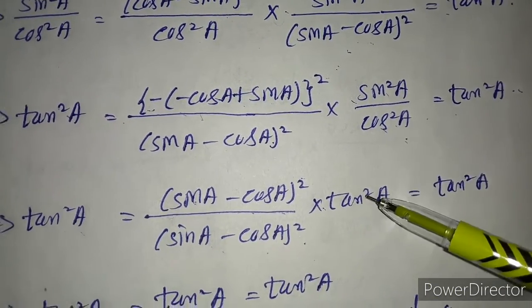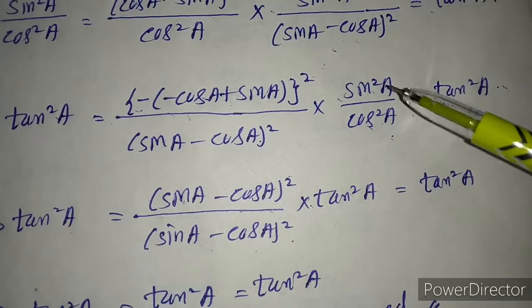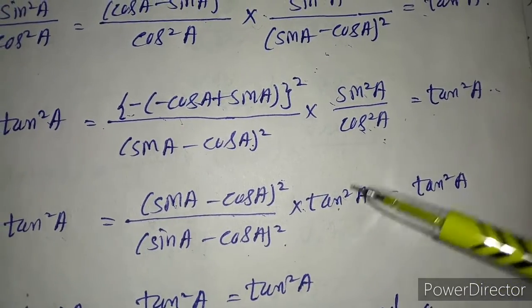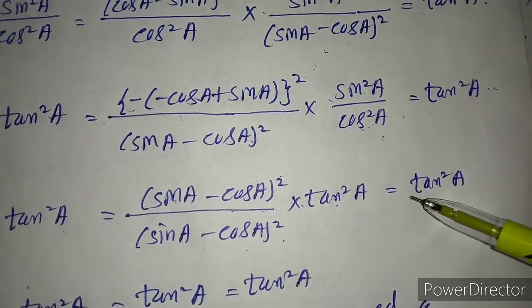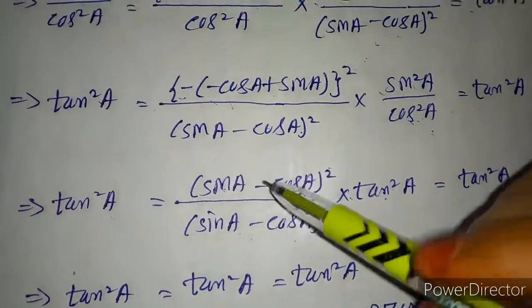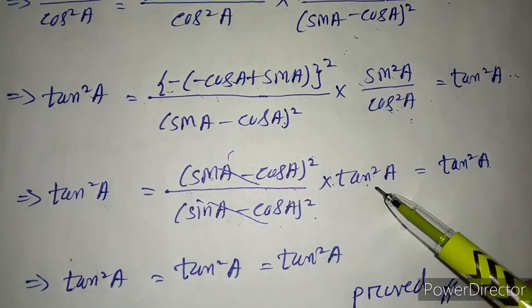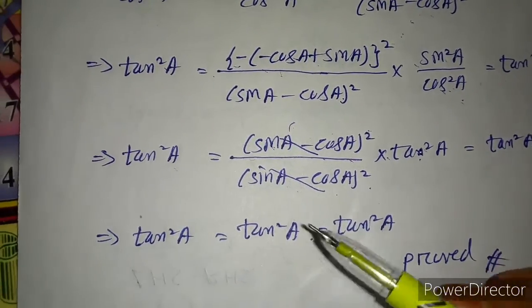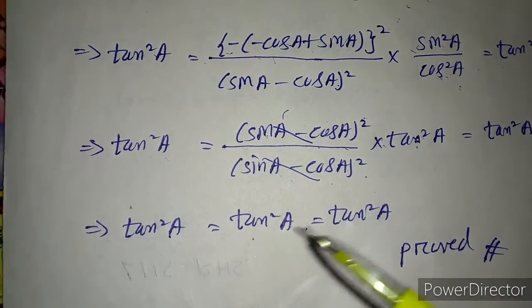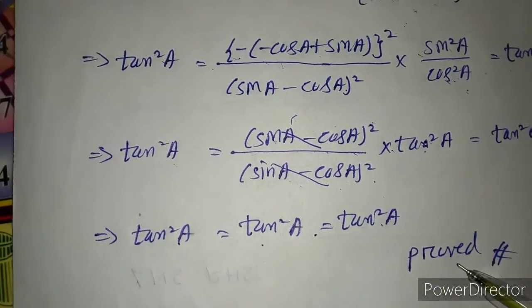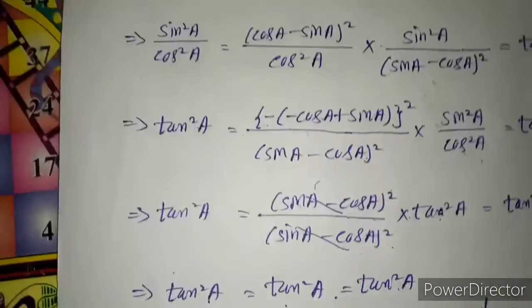By cos A square. So sin²A, sin A by cos A means tan A, and this is squared, so this is tan²A is equal to tan²A. Now you can see this and this term are the same, so these two cancel each other. Then what is left is tan²A. So this one is tan²A is equal to tan²A is equal to tan²A. So our proof is completed. Thank you.